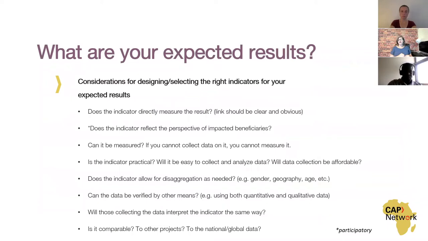So as you're looking at your expected results, what are the questions you need to ask or think through in order to develop effective indicators? Some of the considerations are, does the indicator that you're looking at directly measure the result? The link between the two should be very clear and obvious, not just to you who are sort of living and breathing this project, but to anyone who would come and look at the plan. They should be able to look at the indicator and see how it is linked to the outcome you're trying to achieve. Does the indicator reflect the perspective of impacted beneficiaries?